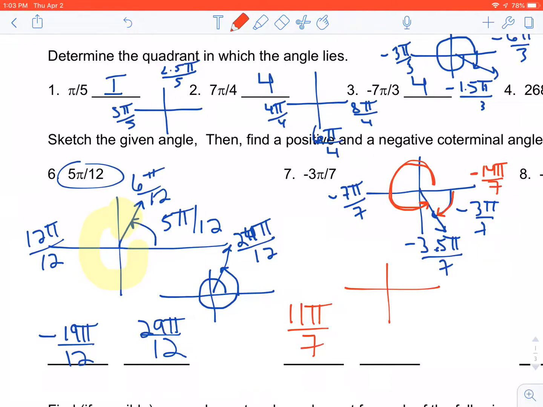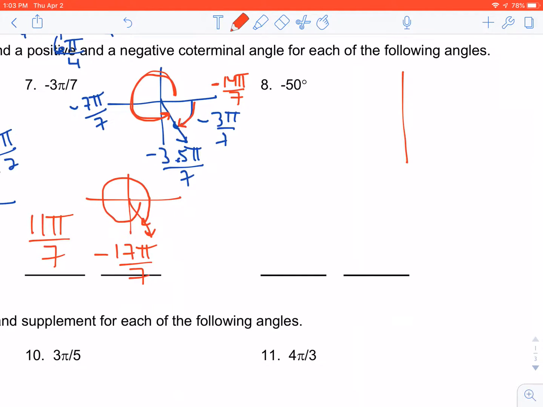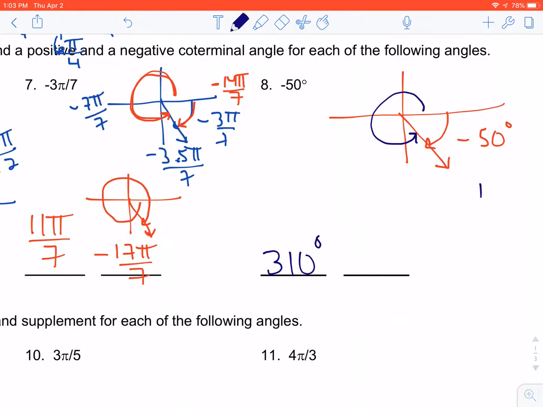Now if I need another negative one, I'm going to go all the way around negative 14 plus negative 3 more, or negative 17 pi over 7. Now if the problem starts in radians, you keep it in radians. If the problem starts in degrees, you keep it in degrees. So negative 50 degrees, this is probably a little bit easier for us to figure out since it's in degrees. 360 is all the way around, but we're shy 50, so we have 310 degrees. And then if we need another negative one, we're going to go negative 360 and negative 50 more for negative 410 degrees.